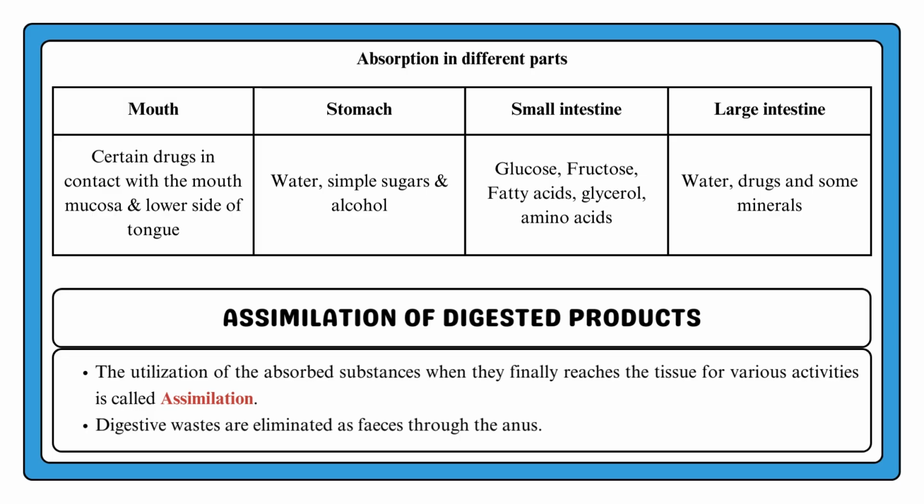The last process of digestion is assimilation of digested products. The utilization of the absorbed substances when they finally reach the tissue for various activities is called assimilation. Digestive wastes are eliminated as feces through the anus.